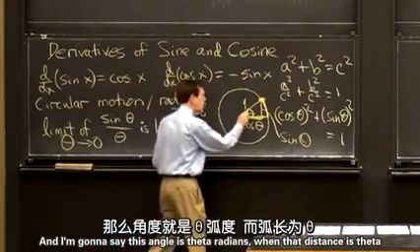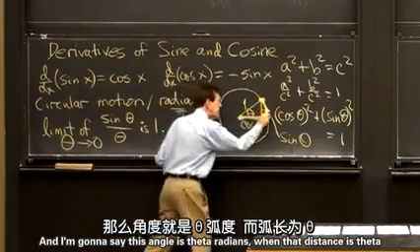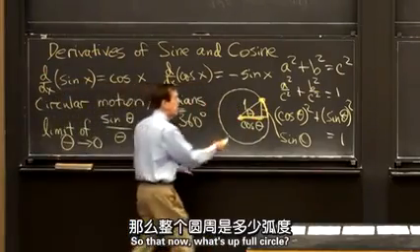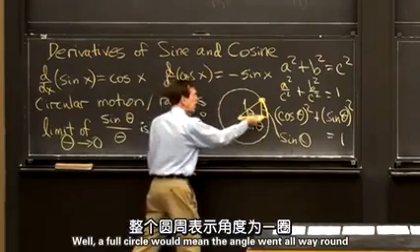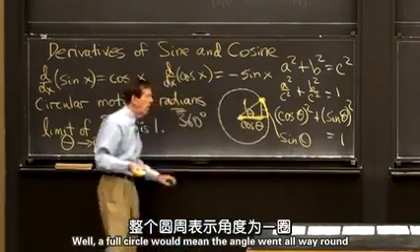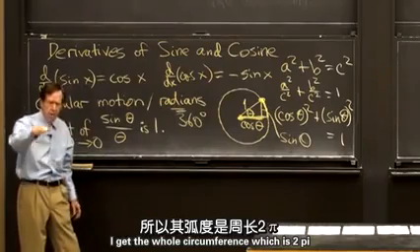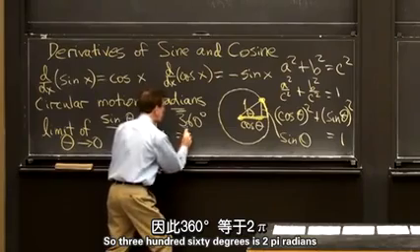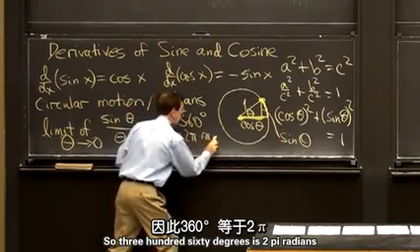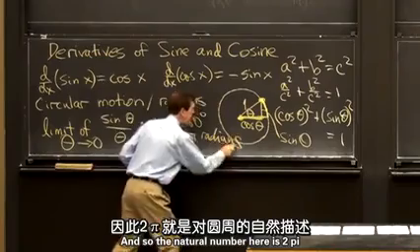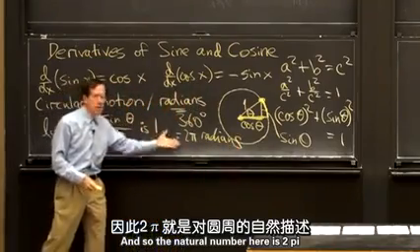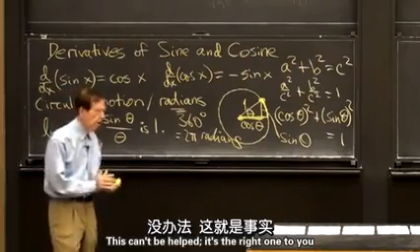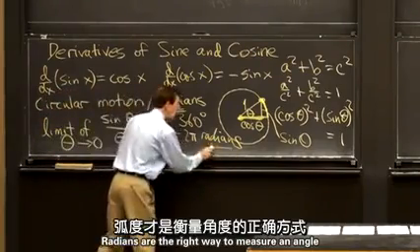And I'm going to say this angle is theta radians when that distance is theta. So now, what's a full circle? Well, a full circle would mean the angle went all the way around. I get the whole circumference, which is 2 pi. So 360 degrees is 2 pi radians. And so the natural number here is 2 pi. It just can't be helped. It's the right one to use. Radians are the right way to measure an angle.